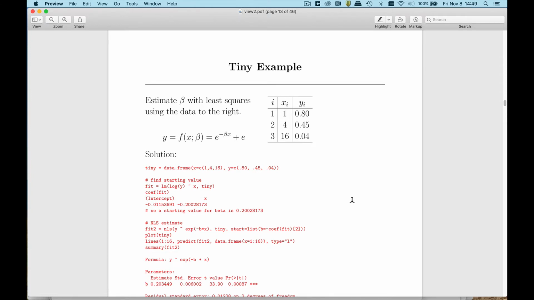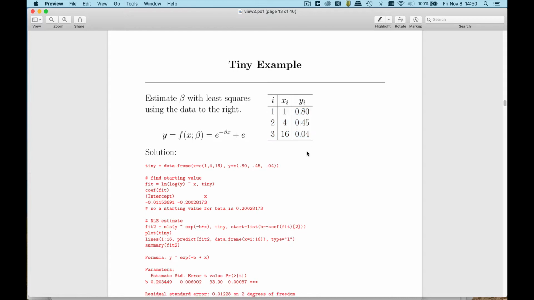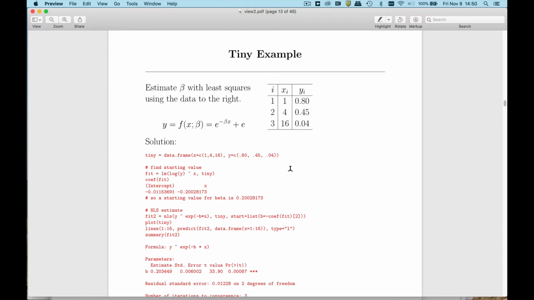What I've done here is put together a very small example to illustrate this. Let's say I want to do a nonlinear least squares estimation on this function, e to the minus beta x. This is a very easy problem because there's only one parameter involved. In a few minutes we're going to take this to higher dimensions, but we're going to start in one dimension. I call this the tiny example because in addition to having one parameter, we only have 3 observations of data. What I'd like to do is first estimate this with the NLS function in R, which I think is an excellent function. It makes your life very easy. But then we're going to implement this by hand, if you will, using Newton's method.